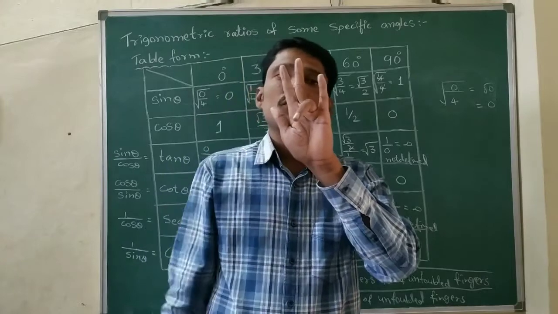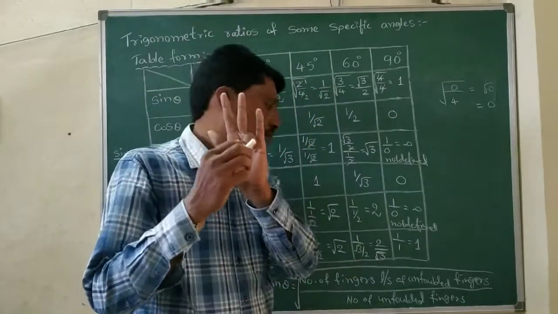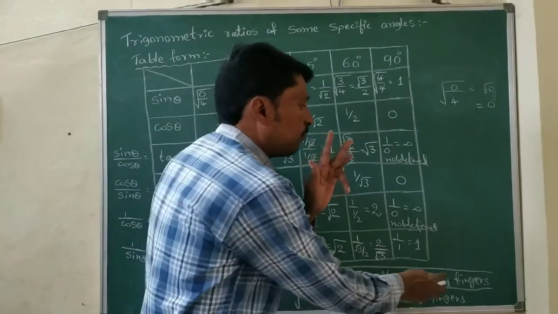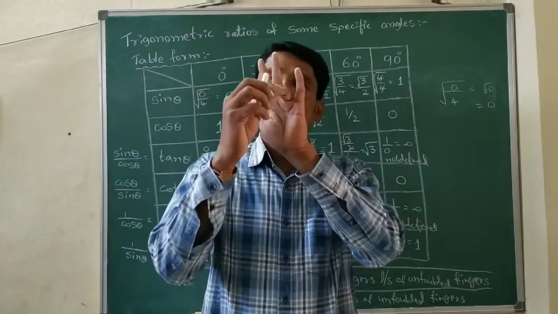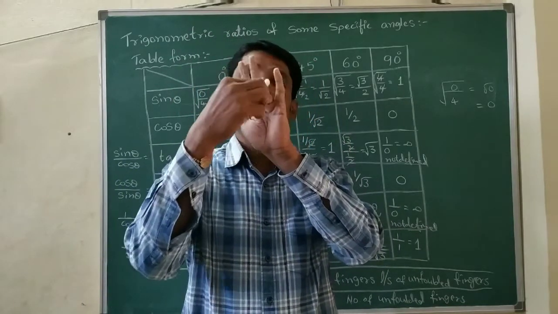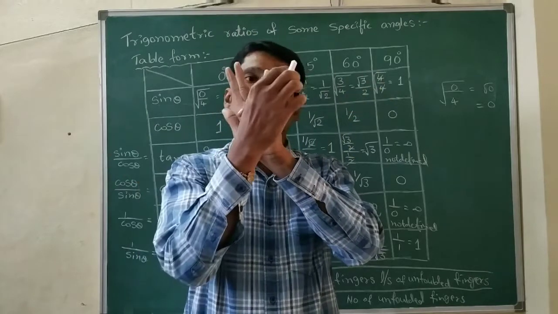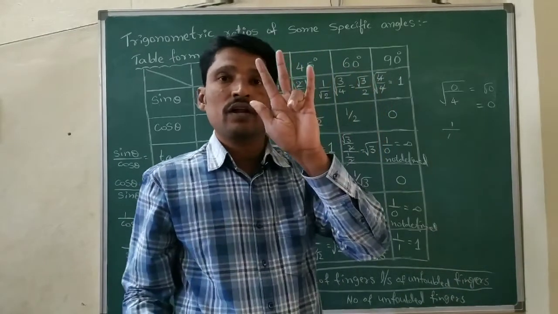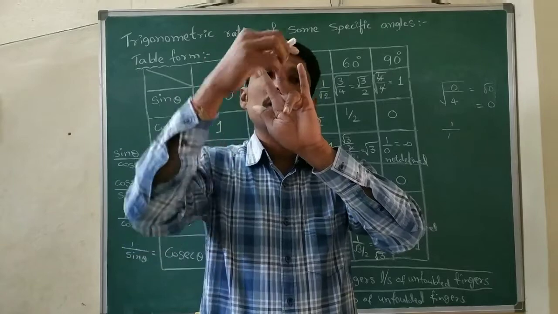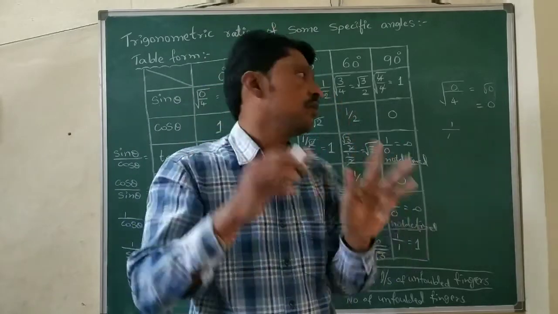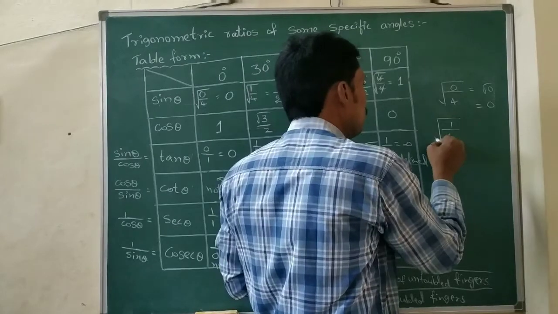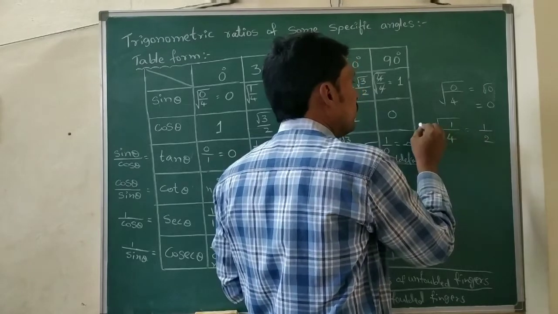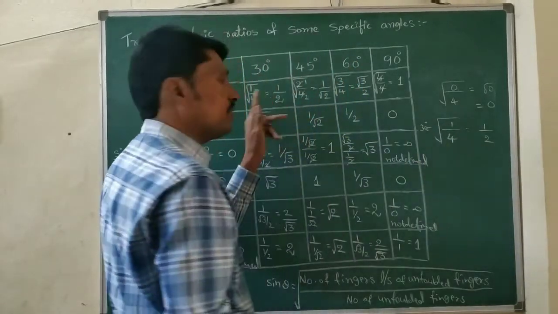Now 30 degrees. So what is the formula? Sin 30 equals the number of fingers on the left side of the unfolded fingers. This is the folded finger, this is the left side, this is the right side. On the left side, how many fingers are there? Only one finger. By total unfolded fingers, how many? 1, 2, 3, 4. By 4. So root 1 by root 4. Root 1 value is 1, root 4 value is 2. This is about 30 degrees.